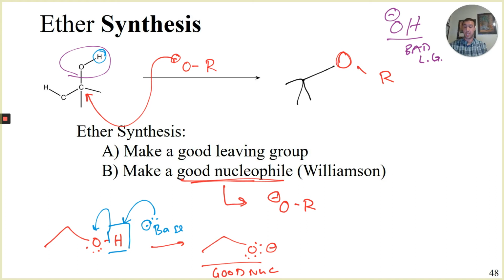So now we have to address the other half of this. The other half was that was a bad leaving group. So I now need to react this with my electrophilic species, okay? That electrophilic species, if it was another alcohol, causes a problem because now our good nucleophile could attack here or it could attack here. Right? In one case, it acts as a nucleophile. In the other case, it acts as a base.